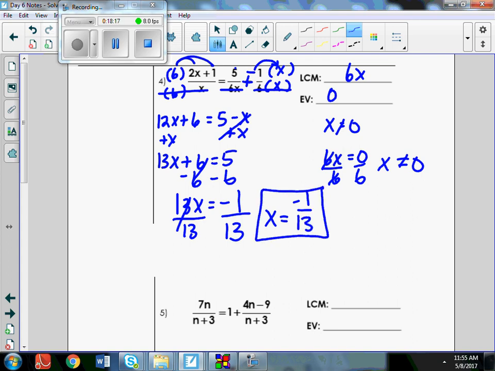I should always go back and check. Is it an excluded value? Nope. What's your excluded value? 0. Is my answer 0? Nope. So it's good to go. It's a good answer.